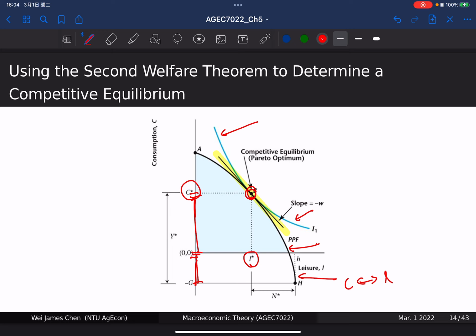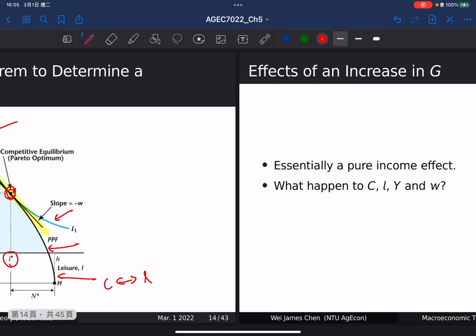So given you find a PO, you can easily find a CE that supports it. What I'm trying to say is that originally I told you that you need to try a bunch of different prices, remember? Or you need to construct a labor demand function and a labor supply function and find the equilibrium based on supply and demand. But for this model, there's a simpler way. You simply find the PO first, which should be easier here. And after you find a PO, because PO equals CE, you can easily find a CE. Got it? Okay.